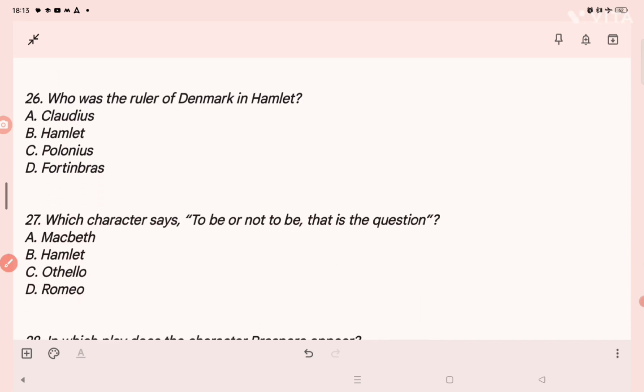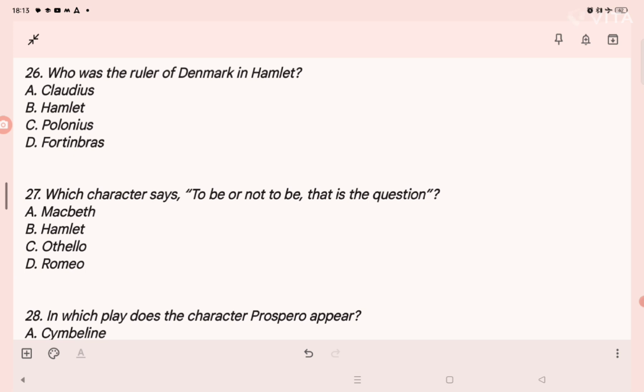Who was the ruler of Denmark in Hamlet? Option A, Claudius. In Hamlet, Claudius is the ruler of Denmark and Hamlet's uncle, who has murdered Hamlet's father to take the throne.